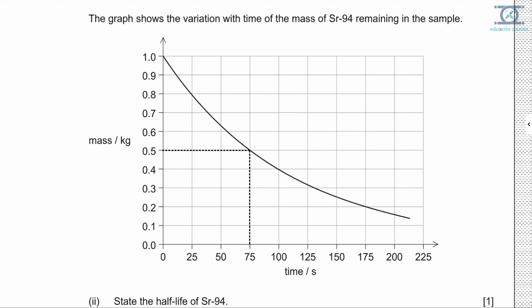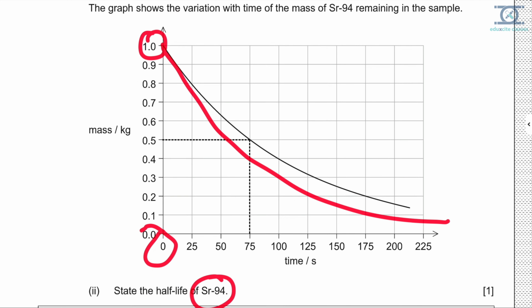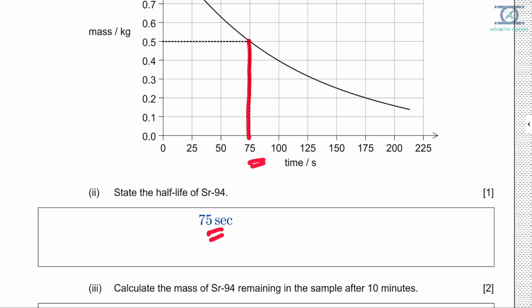The graph shows the time variation of the mass of strontium in the remaining sample. Initially it is having 1 kg, as you can see the graph is going. State the half life. So we know that half life will be at 0.5, so you can see here it is 75 seconds, 1 mark.